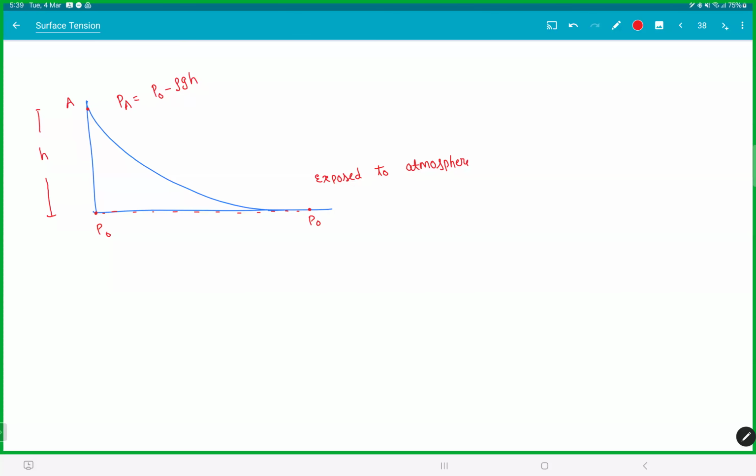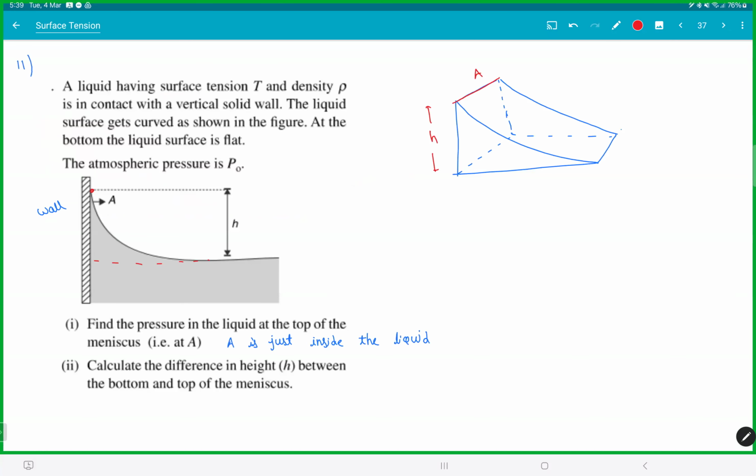But the question is still, what is h? You still have to find h, isn't it? Is this thing clear, everyone? So you found the pressure there. When you go from the bottom, it will be minus rho g h, right? Is this clear? Now, how do you find h?